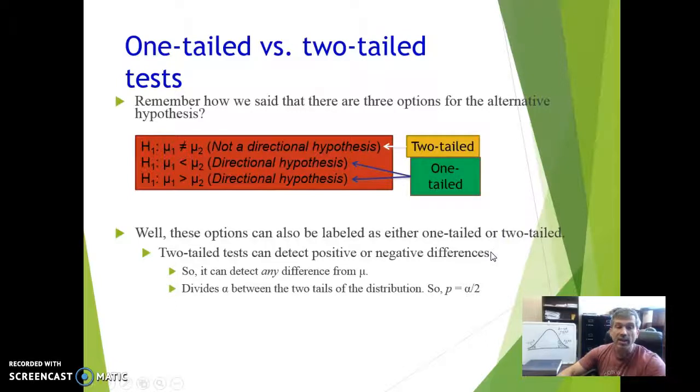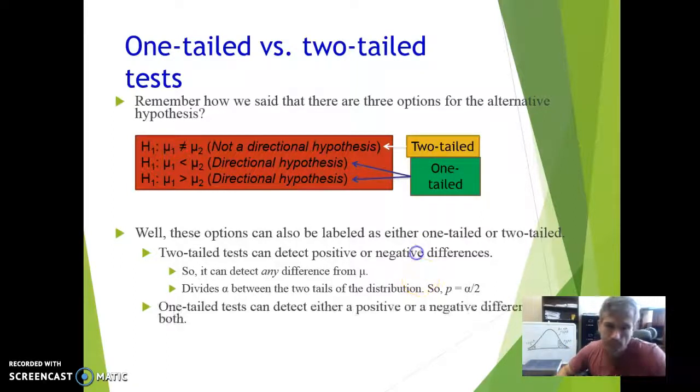The downside is that alpha level, that region of rejection, gets split in half. So the probability equals alpha divided by 2. Like I said, with alpha of 0.05, the regions of rejection will be the lowest 2.5% and the highest 2.5%.